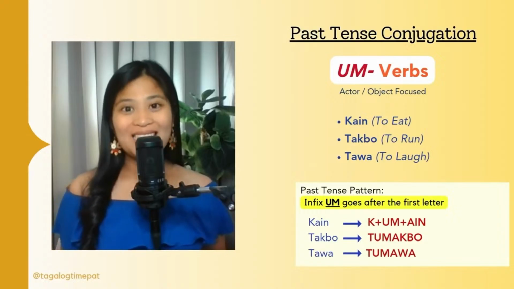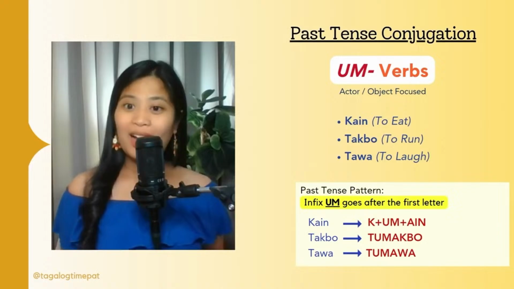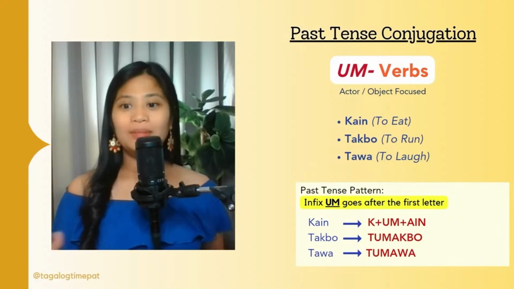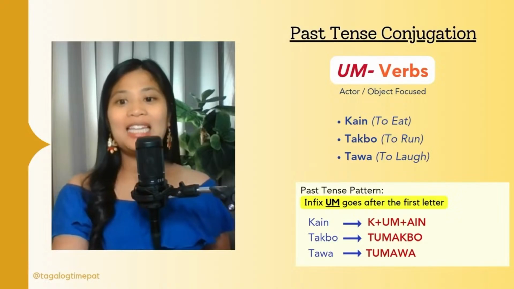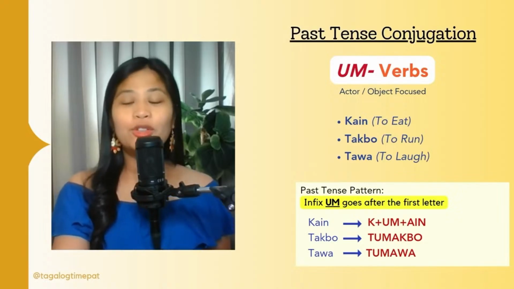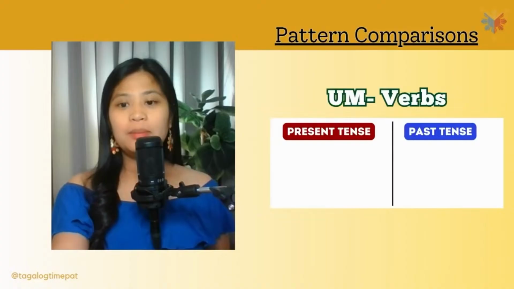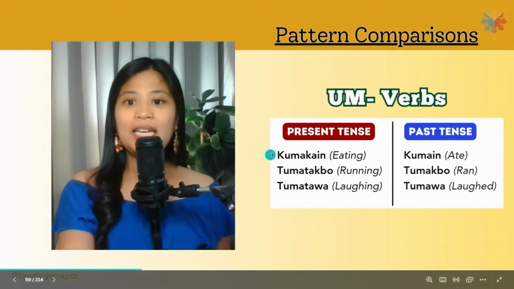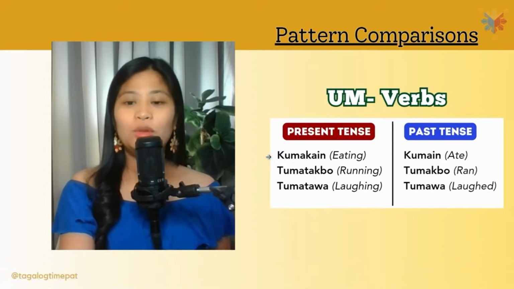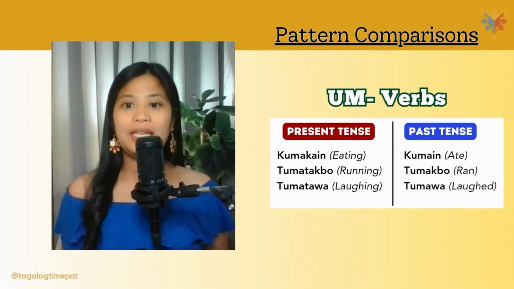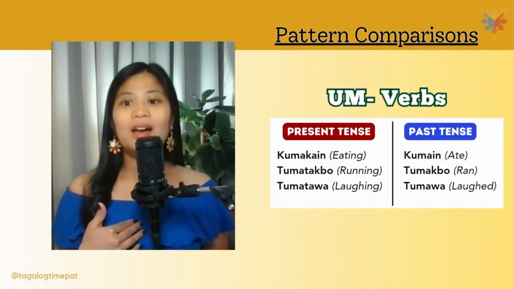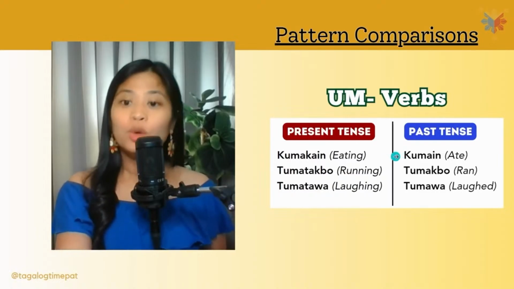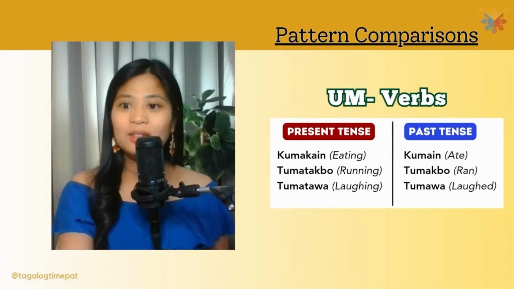Tawa in the past tense becomes tumawa. Tumawa sila. They laughed. So again, we are just adding the infix after the first letter. So now let's compare. In the present tense, kain is kumakain. Kumakain ako, I am eating. In the past tense, it's kumain. Kumain ako, I ate.